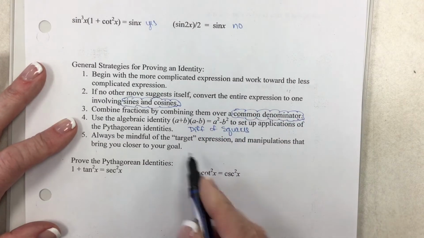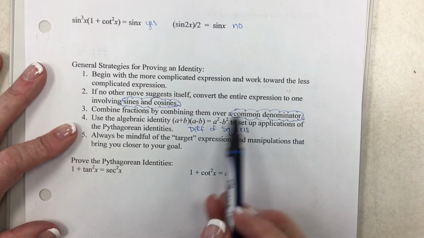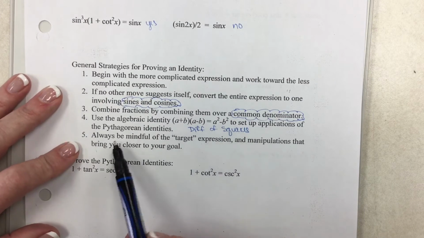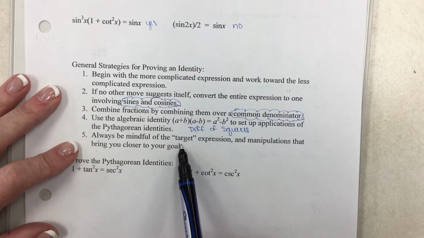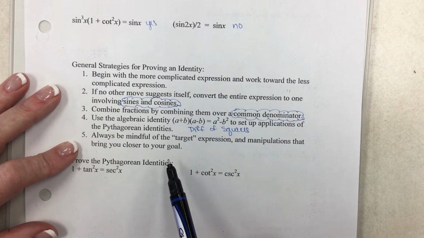Now, the difference between number 4 and the mistake made, I say you, but I mean in general, all 4 classes, on the quiz with the 1 plus, it's because that was a plus. This is a minus. Okay, there's a difference there. Always be mindful of the target expression that brings you towards your goal. Okay, what can get me closer?